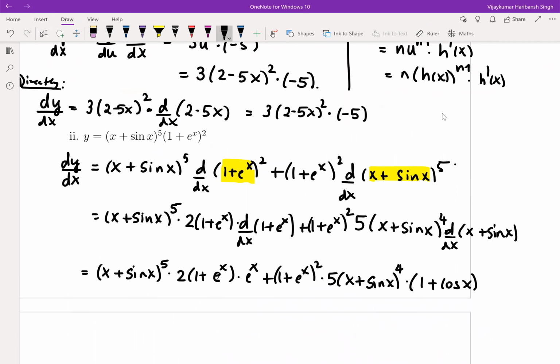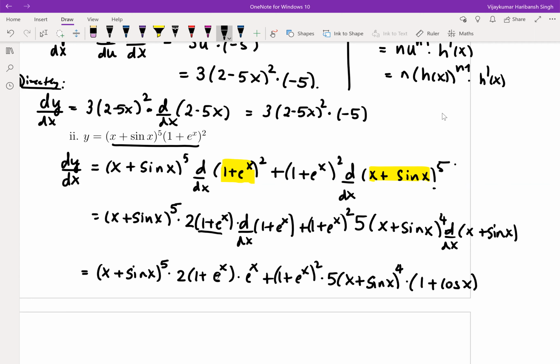Similarly, in this case, you basically use the product rule first. So you have u times the derivative of v plus v times the derivative of u. Now this guy will come as it is. Now what is the derivative of 1 plus e to the x, the whole square? So you treat it momentarily like an x. So you get 2 times 1 plus e to the x multiplied by the derivative of the inside, which is 1 plus e to the x, times 1 plus e to the x squared.